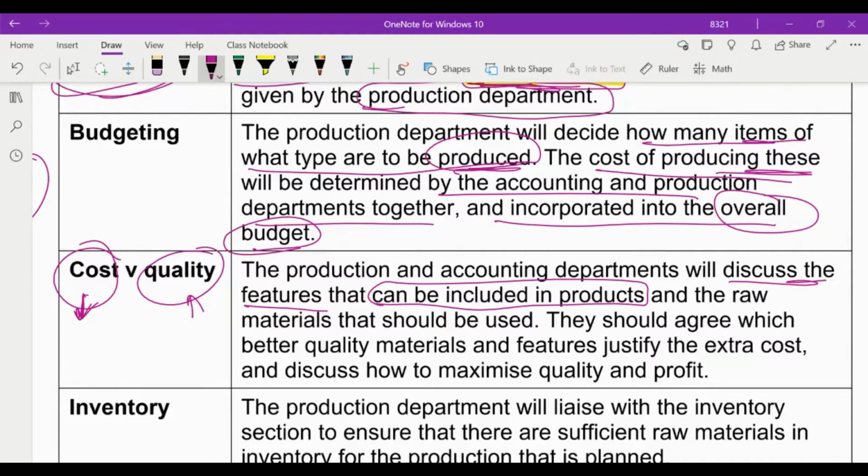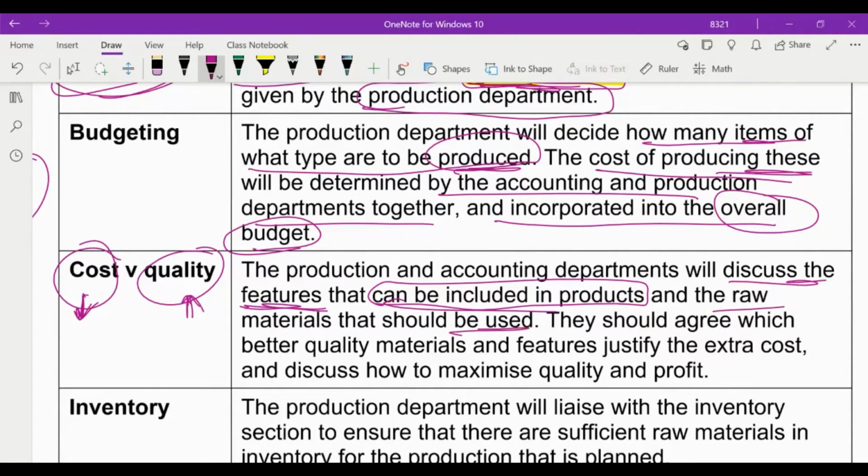So if you think that the child will not require so many features, we can reduce the features, and that's how we'll be able to reduce the cost also, and then the toy will become more affordable to other families also. That way you can increase your sales, right? So it is important for the production department to decide what features they want and what features are not essential. And that's how they can control the cost, simultaneously increasing the quality.